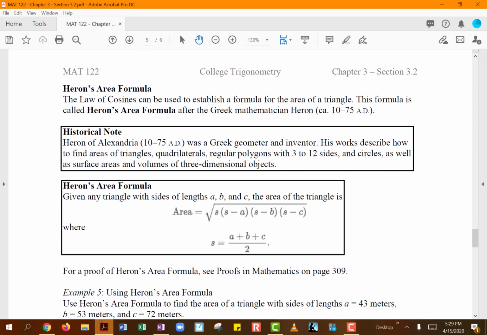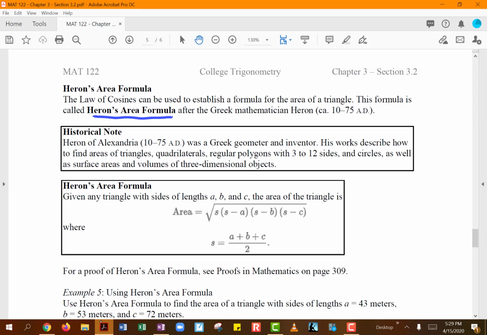Okay, so the next thing we actually want to talk about is how we can use law of cosines to help us find the area of a triangle. We're looking into Heron's area formula. This is of course named after a Greek mathematician by the name of Heron. Just a little historical note here.